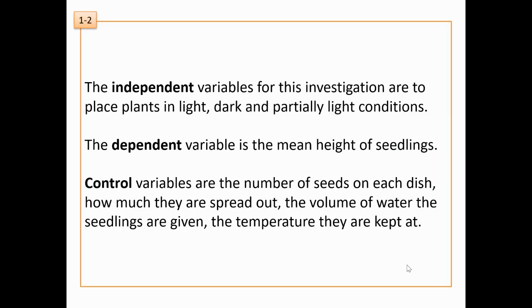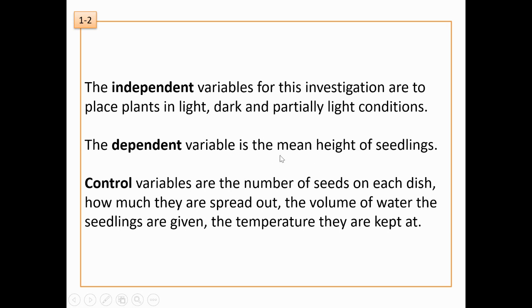Right, independent variable. This is where the plants go. So in the light, in the dark, or partially light conditions. The dependent variable is the mean height of the seeds. If you haven't got mean height, that means the average height. Because we're using lots of seedlings, we're not just adding them all up together, we are taking the average, we're taking the mean height of seedlings.